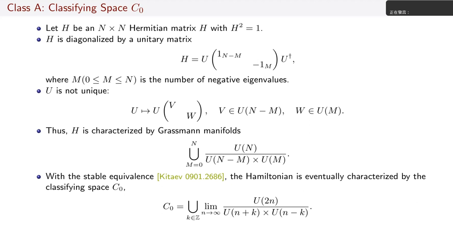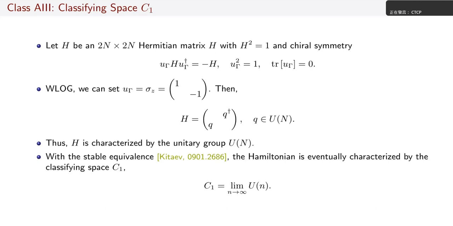Compared to the space of matrices with a fixed size of Hamiltonian, this classifying space C0 has very useful properties in mathematics. Okay, so this is an example of a classifying space. Let me show another example of a classifying space.